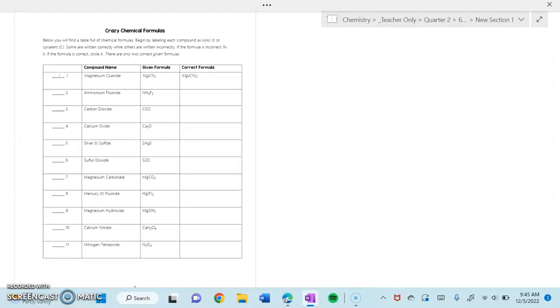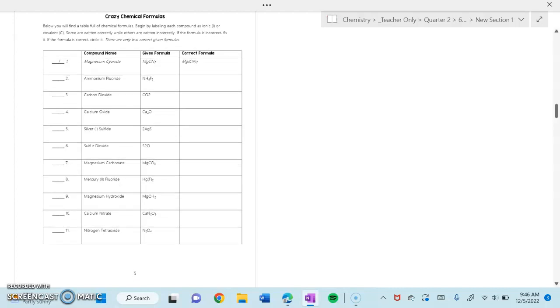Then our last practice for today is crazy chemical formulas, and you'll find a table full of chemical formulas. First, you'll label the compound as ionic or covalent in that first column. Then you'll notice that some are written incorrectly. Actually, most are written incorrectly. And if the formula is incorrect, fix it. And if it's correct, circle it. There are only 2 correct given formulas. So you will be correcting almost all of these. Try to figure out the 2 that are correct and fix the rest.